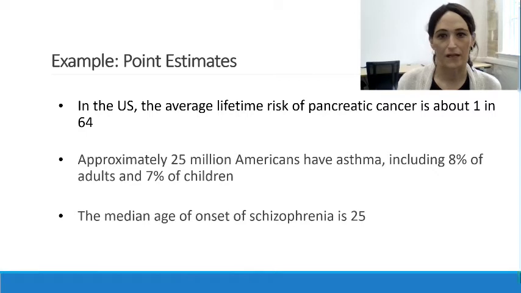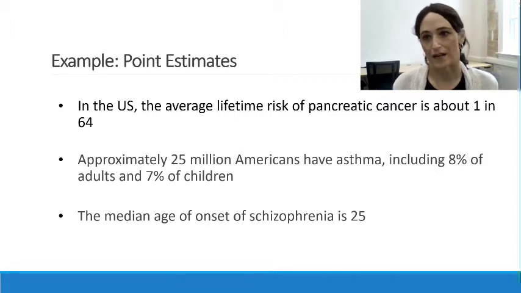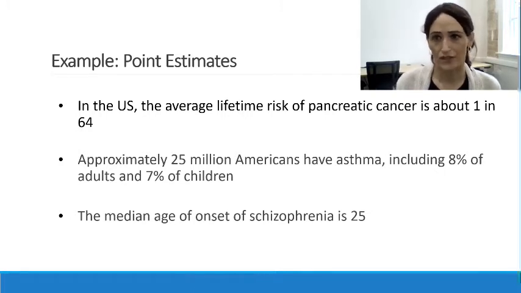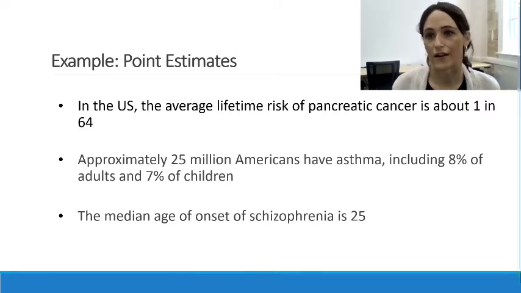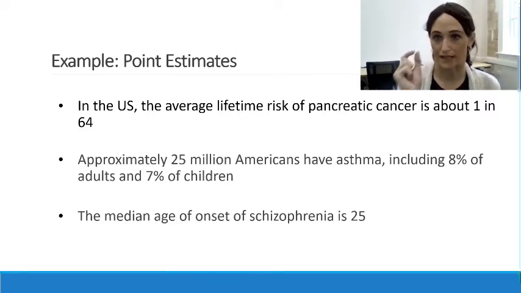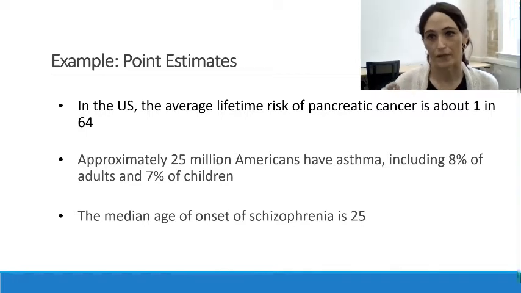Approximately 25 million Americans have asthma, including 8% of adults and 7% of children. These would be examples of point estimates. In this case, we have two subpopulations, adults and children, and we have a count, an estimate of the number of Americans who have asthma. Again, this would be based on samples and other techniques to get our best guess as to what's happening in the population. Usually it's not from a single study, usually it's from multiple. The median age of onset of schizophrenia is 25. Okay, so that's another example of a point estimate where we take a single value to describe what's happening in the population.